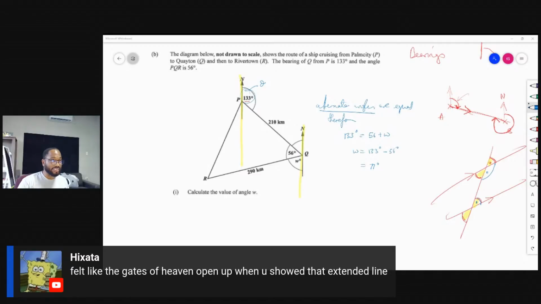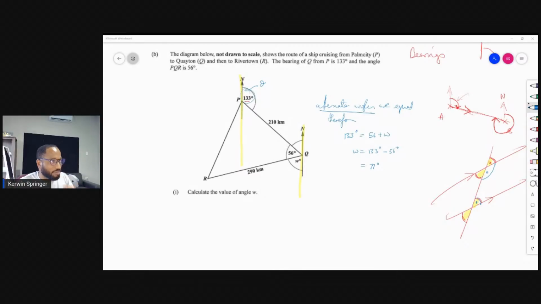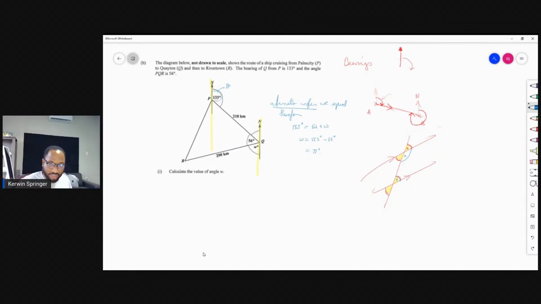I'm telling you, extend them lines. Extend the lines. I've been doing this for years now, saying this tip for years, and every time in the chat, the same thing happens. People will be like, oh, and that's why you get the first marks in the bearings question. Extend them north lines.